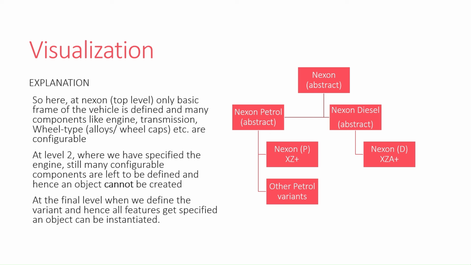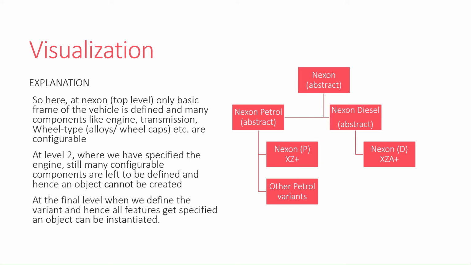Now, when we consider Nexon as an abstract class, we have defined just a basic structure of Nexon as a car, but not some of the core components like the engine, nor many of the features that come as configurable in the form of variants. When we come to the second level, Nexon Petrol, the engine of the car is defined, but many configurable components, like whether there should be a sunroof or not, or whether the wheels should be alloy wheels or simple wheel caps, are yet to be defined, and hence it is still an abstract class.